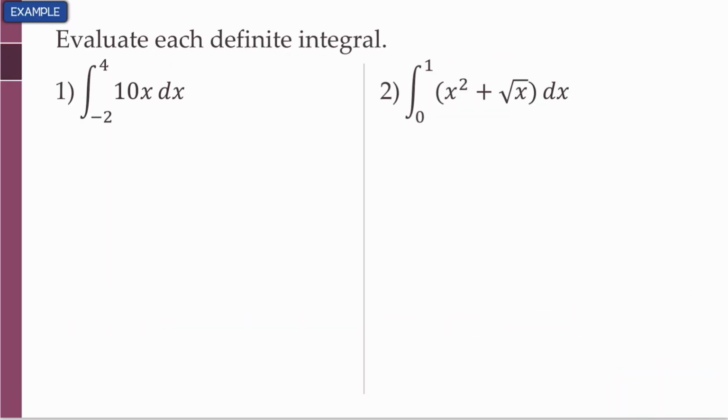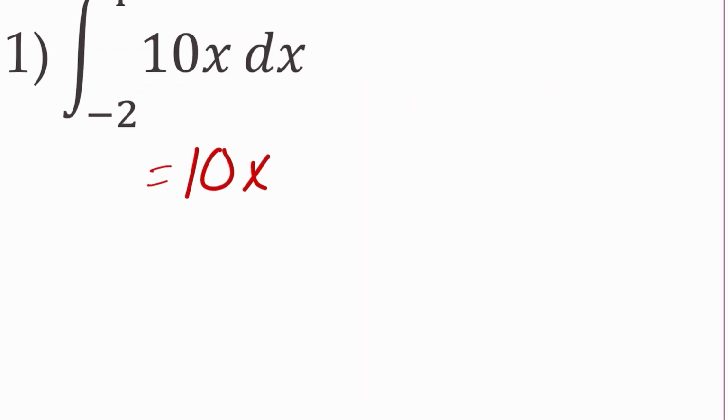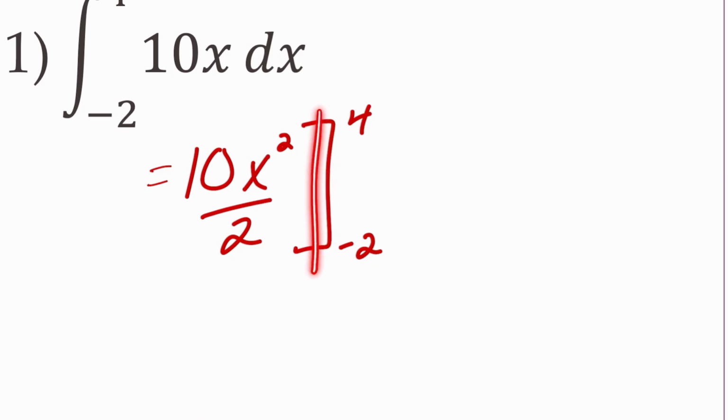Now, for number 1, I'm going to walk you through number 1, and then I want you to pause the video and try number 2 on your own. So what we want to do is find the antiderivative of that expression. The antiderivative of 10x, remember, is going to be 10x squared over 2. And I'm going to do a closed square bracket, and we're going to repeat those bounds there, -4 to 2. I like to use a square bracket. I've also seen it with just a vertical bar.